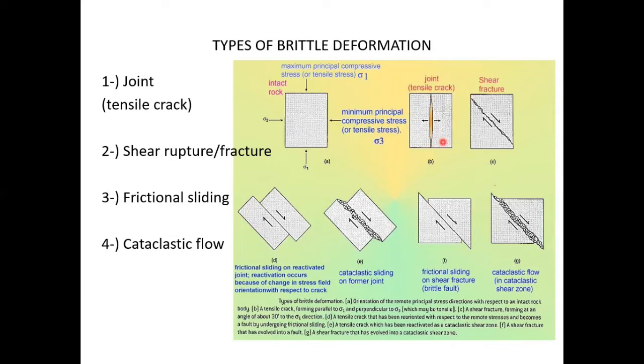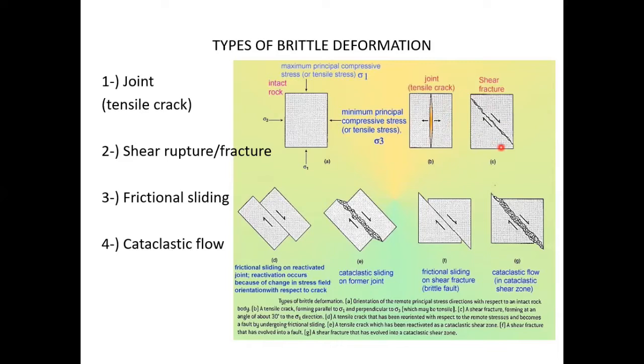So if this is the map view, by the way, and if you measure the orientation of this joint, sigma 1 will be parallel to the strike of the joint in the field, and sigma 3 will be perpendicular to strike, and it will be parallel to the opening direction.